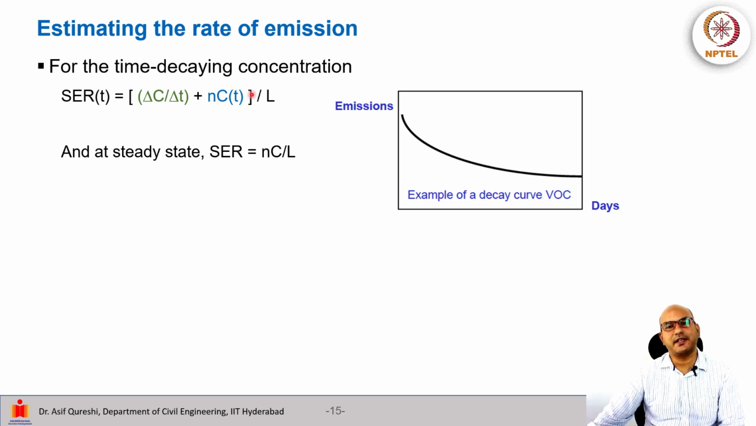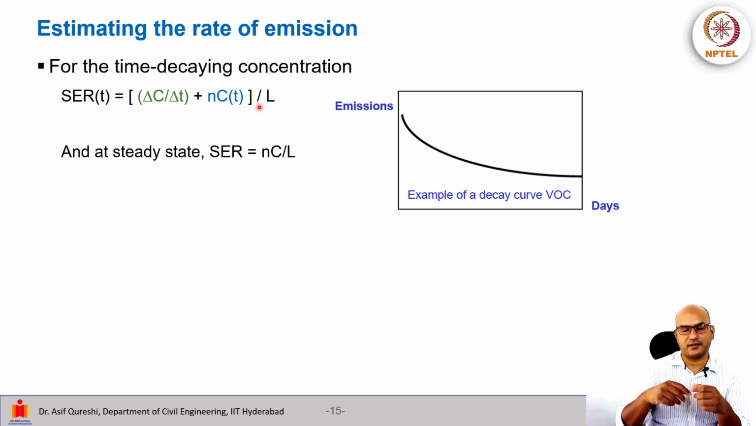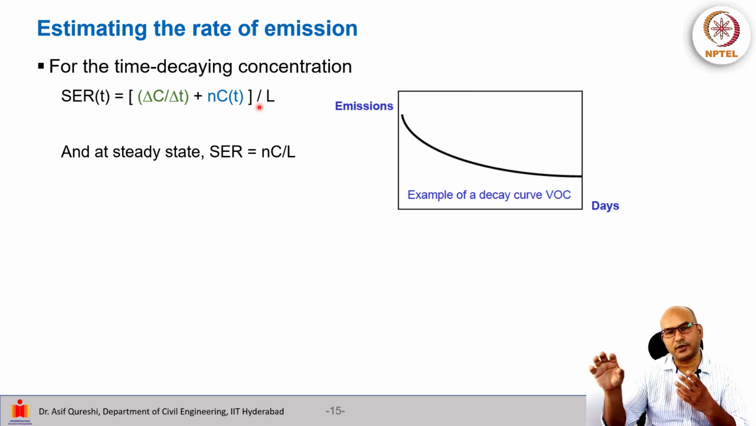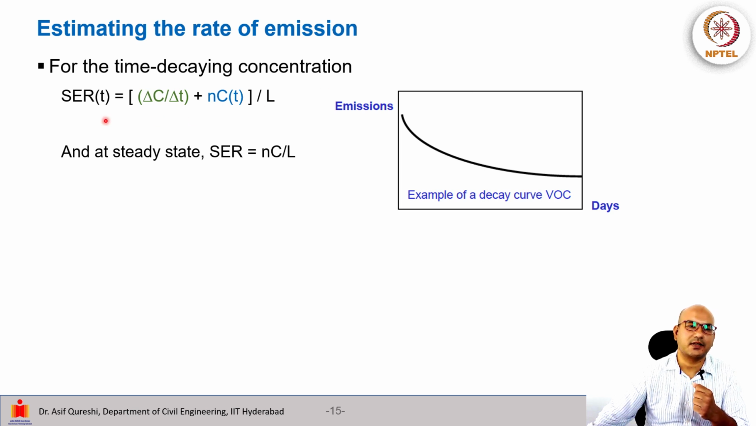So for this time decaying concentration, the emissions were completely mixed in the chamber, and then the concentration was coming out. Since the emissions have decreased within the chamber, the concentrations coming out will also decrease. For the time decaying concentration, one can derive the specific emission rate as the rate of change of concentration with time plus a factor related to the existing concentration, divided by the loading rate, and this is an example of a decay curve for VOC. At steady state, we will have SER equal to NC by L, because there would be no more concentration change with time.